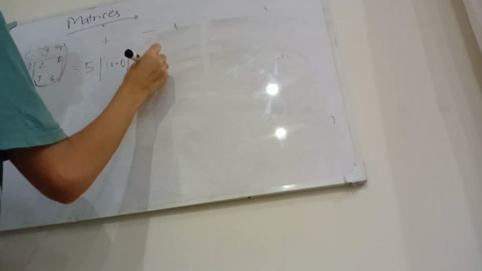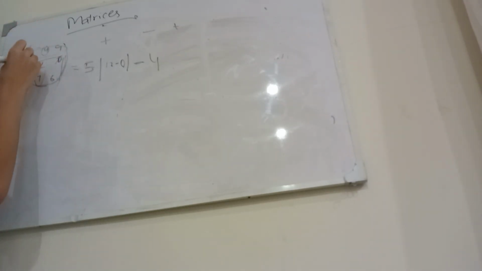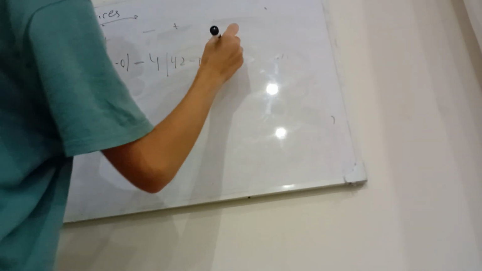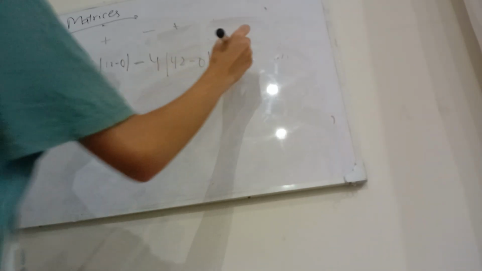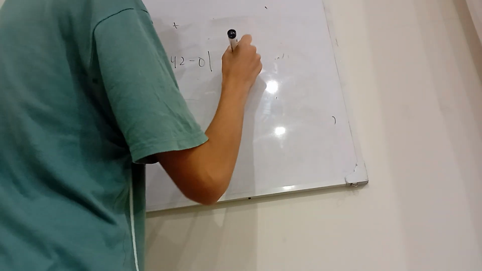Right now 4 doesn't lie in its row or its column. So 7, 1 and 0, 6. 7 sixes are 42 minus 0. Again, minus 0. Then we have a positive sign. Guess what? The entries which are not in the row or the column of 9: 7 sevens are 49 minus 2.